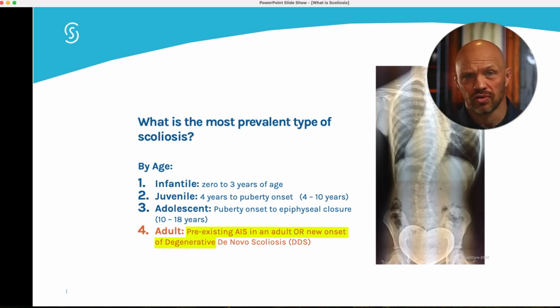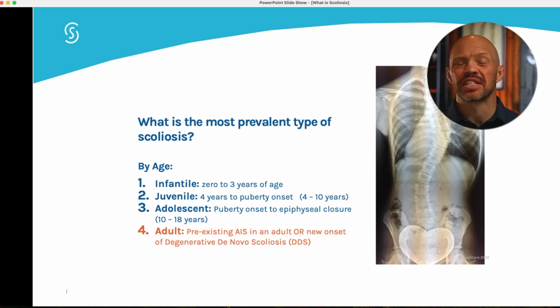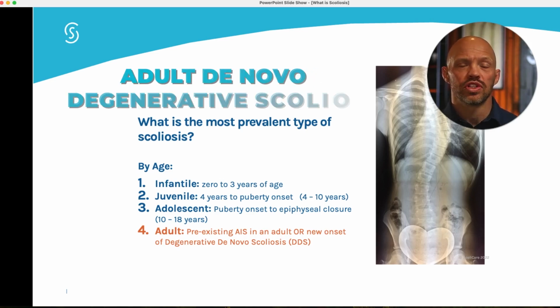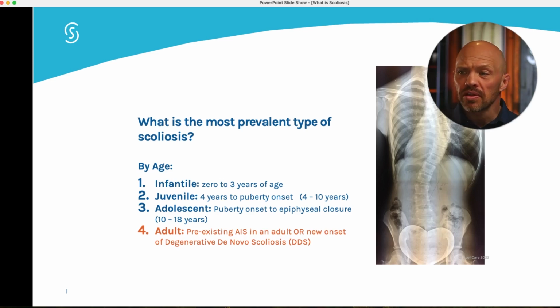And then we have adult scoliosis. Scoliosis in adults could be due to a scoliosis they had when they were younger and still have as an adult, which is basically an adolescent scoliosis present in adulthood, or they could have a new scoliosis that develops in adulthood, which is known as adult de novo degenerative scoliosis. Adults could also have scoliosis that is present due to some other secondary conditions that we're going to talk about later on in the video. So those are the 4 different classifications.